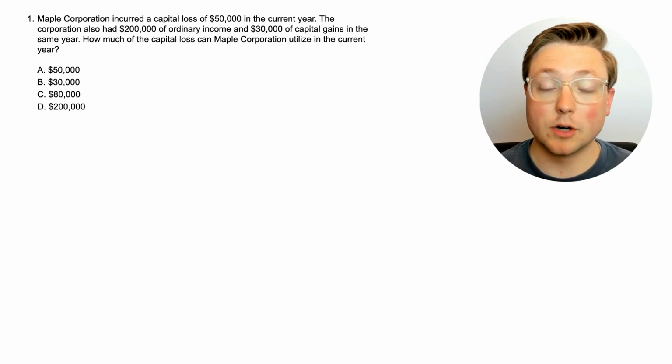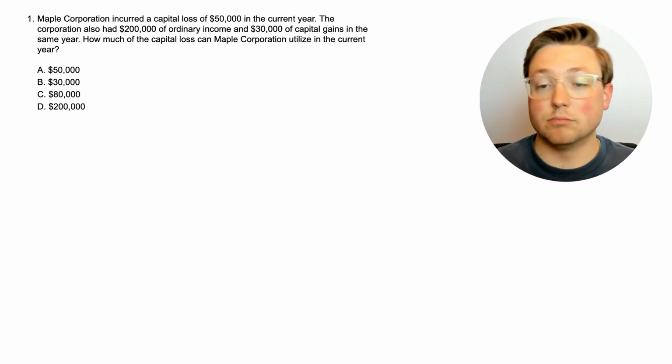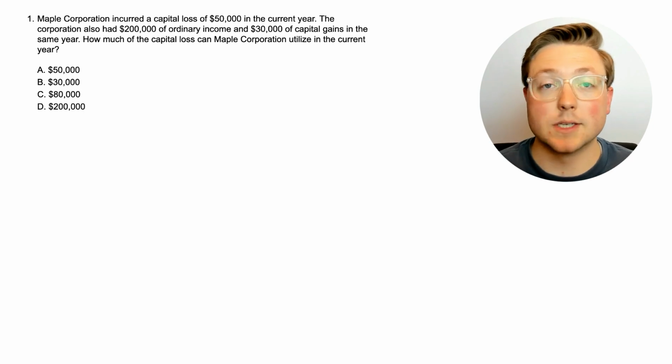Maple Corporation incurred a capital loss of $50,000 in the current year. The corporation also had $200,000 of ordinary income and $30,000 of capital gains in the same year. How much of the capital loss can Maple Corporation utilize in the current year? Okay, so if you don't really know much about capital losses and capital gains when it comes to C corporations, that's okay. Let's dive straight into the answer here to learn how it works.